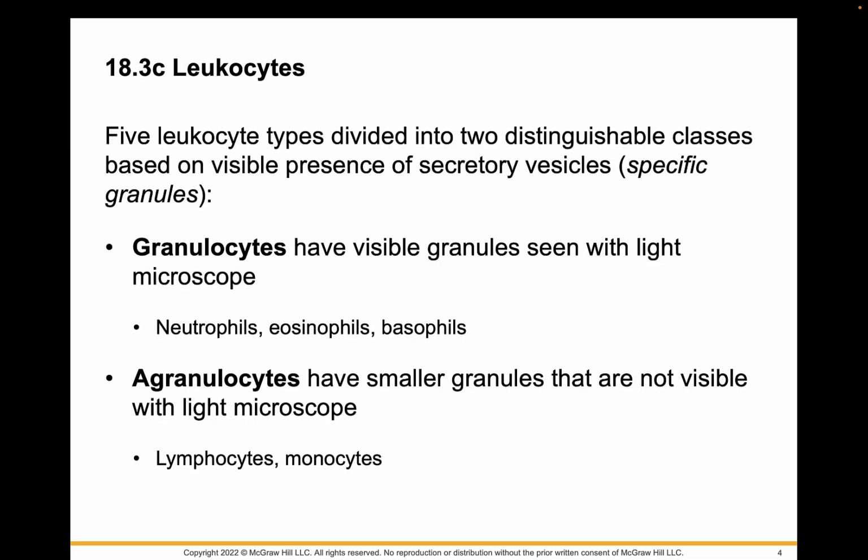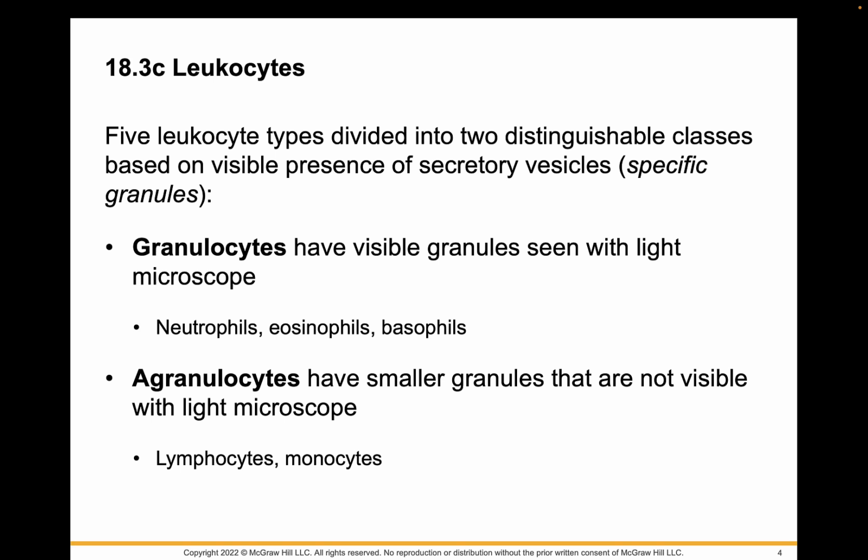Now, as noted previously, we're dividing them into 2 distinguishable classes based on the presence of granules. And once again, the granulocytes are going to have granules that are visible with the light microscope. And once again, those are the neutrophils, eosinophils, and basophils. The agranulocytes have much smaller granules that are not visible with the light microscope. Those are going to be the lymphocytes and the monocytes.